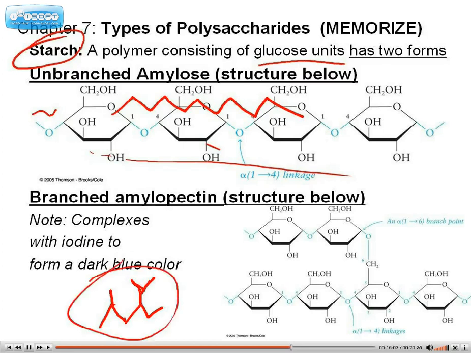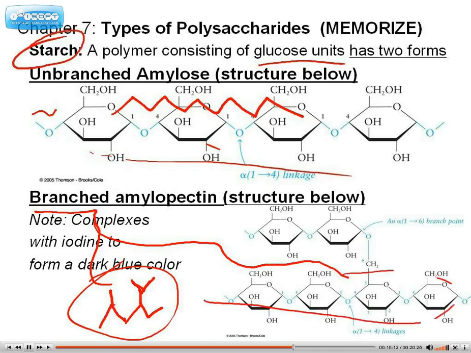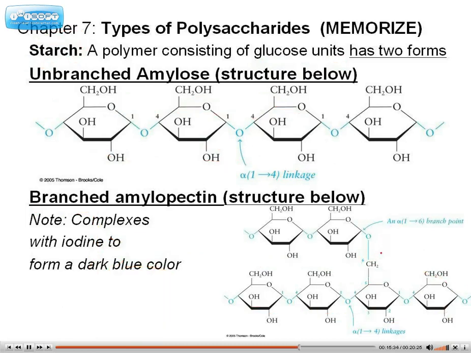You can think of the same concept when they talk about a branched polysaccharide. In this case, we have our traditional straight chain here, and then carbon 6, the carbon that actually extends out on the top, is going to go ahead and form a glycosidic linkage. If it's unbranched, the fancy name is amylose. If it's branched, the fancy name is amylopectin.